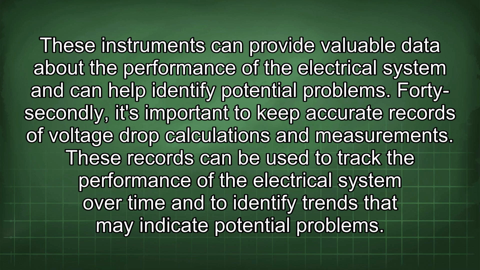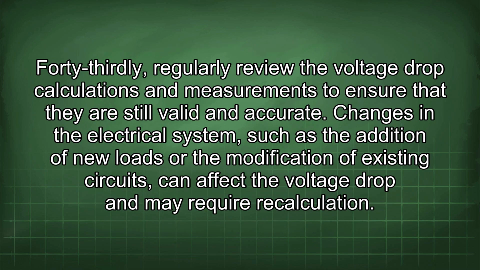42ndly, it's important to keep accurate records of voltage drop calculations and measurements. These records can be used to track the performance of the electrical system over time and to identify trends that may indicate potential problems. 43rdly, regularly review the voltage drop calculations and measurements to ensure that they are still valid and accurate. Changes in the electrical system, such as the addition of new loads or the modification of existing circuits, can affect the voltage drop and may require recalculation.